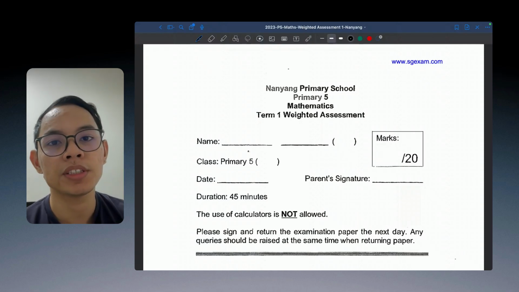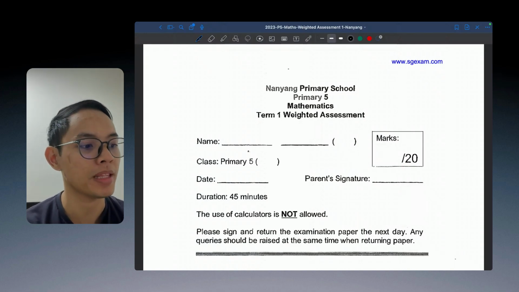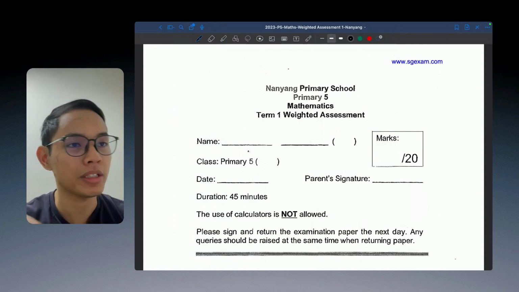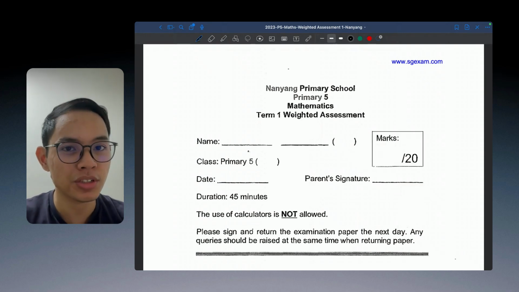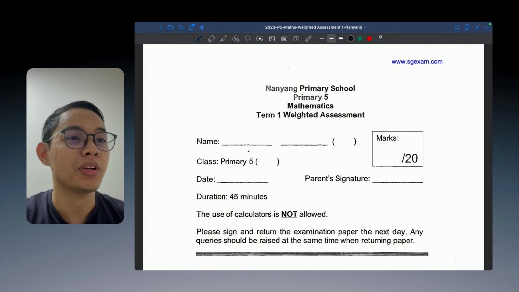So in this video, I'm going to share how to answer the Nanyang Primary School Primary 5 Mathematics Term 1 weighted assessment. This will be a good revision for you to go through before the weighted assessment. I would recommend you get your papers and pens ready to go through this.